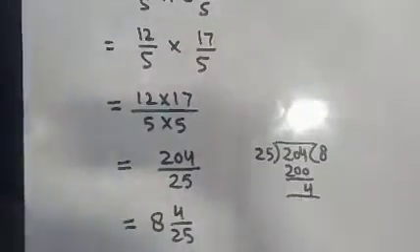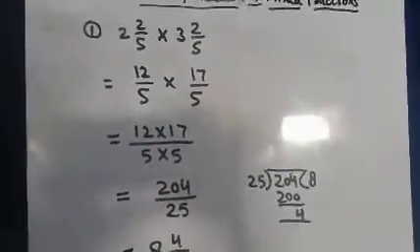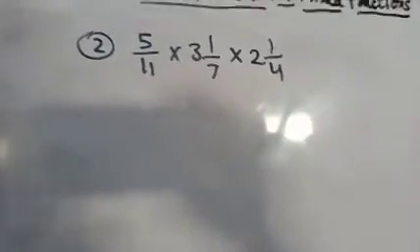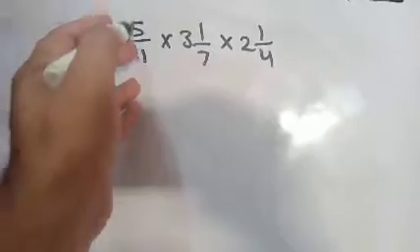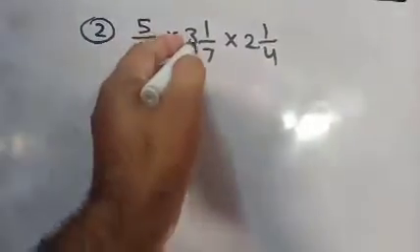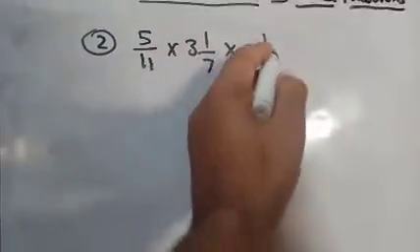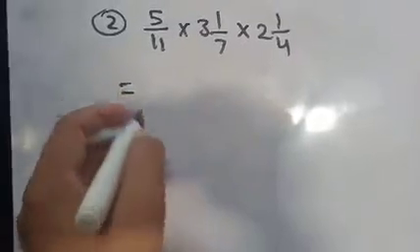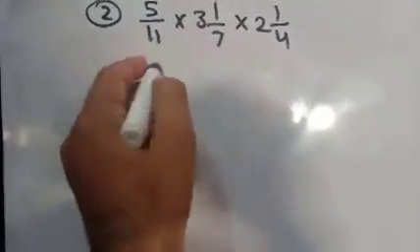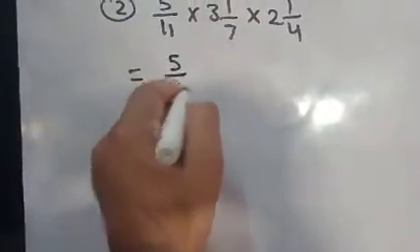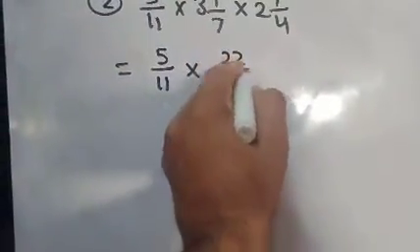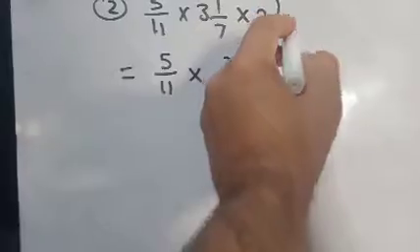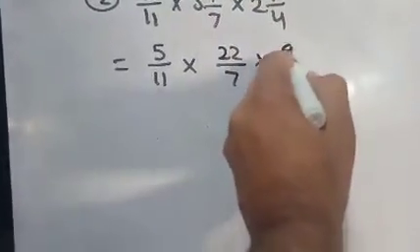Now we should take another example. So students, this is the second example. 5 upon 11 multiply 3 whole 1 by 7 multiply 2 whole 1 by 4. So again, first convert mixed fractions into improper fractions. 5 upon 11 multiply 7 threes are 21, plus 1, 22 upon 7, multiply 4 twos are 8, plus 1, 9 upon 4.